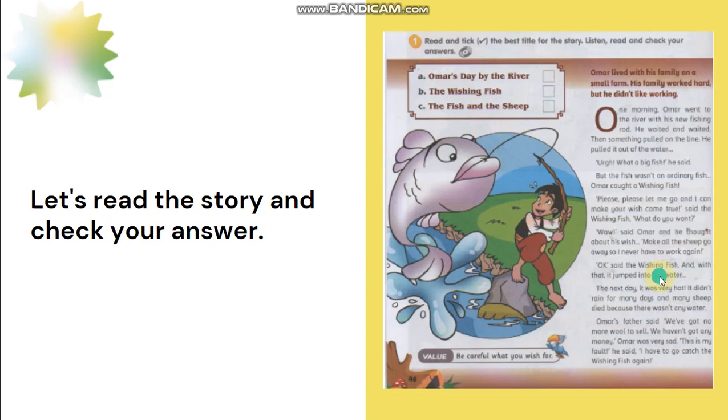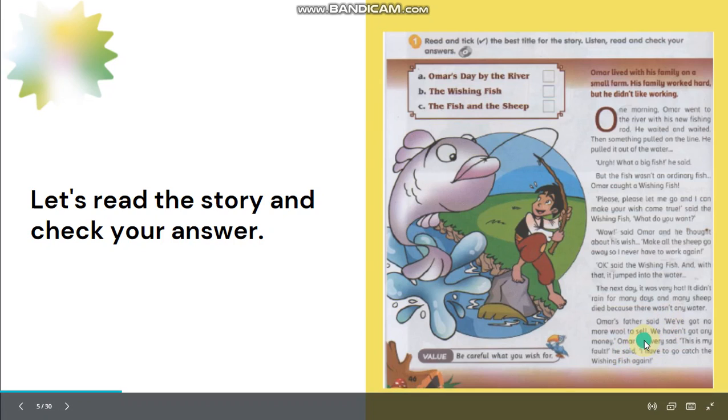Okay, what does Omar wish for? He wished to make all the sheep go away so he never has to work again. Okay, then what is the weather like the following day? The following day means the next day. The next day it was very hot. Why do many sheep die? Because there isn't any water. And why does Omar's family have no money? Because they've got no more wool to sell. Then why is Omar very sad? Because it is his fault.